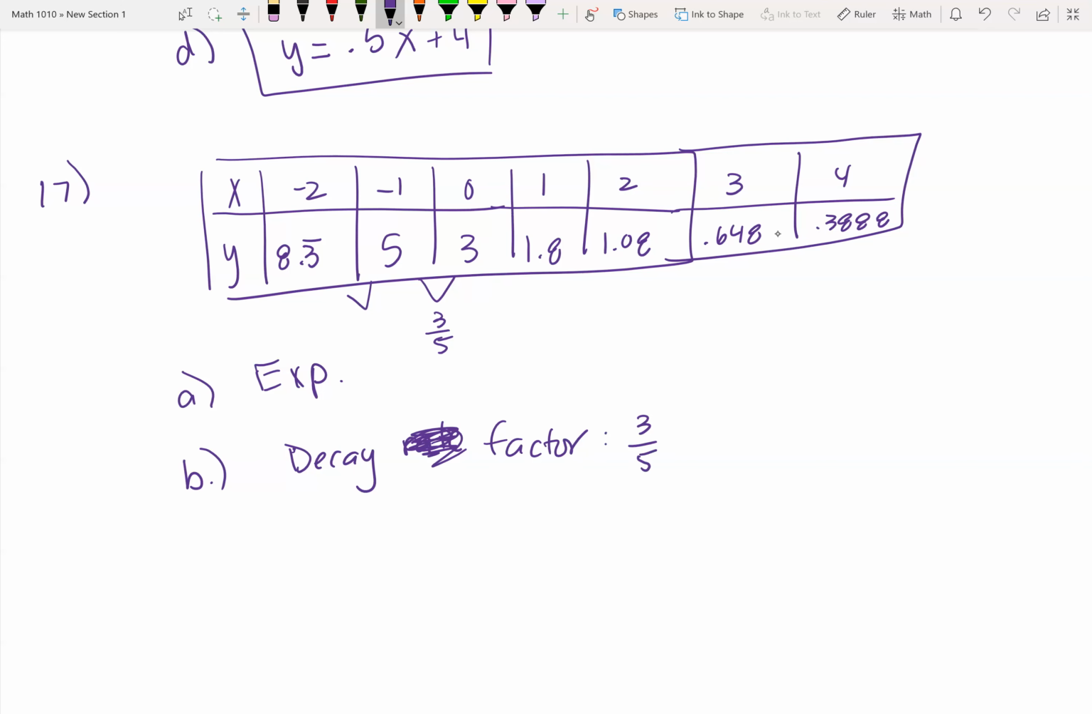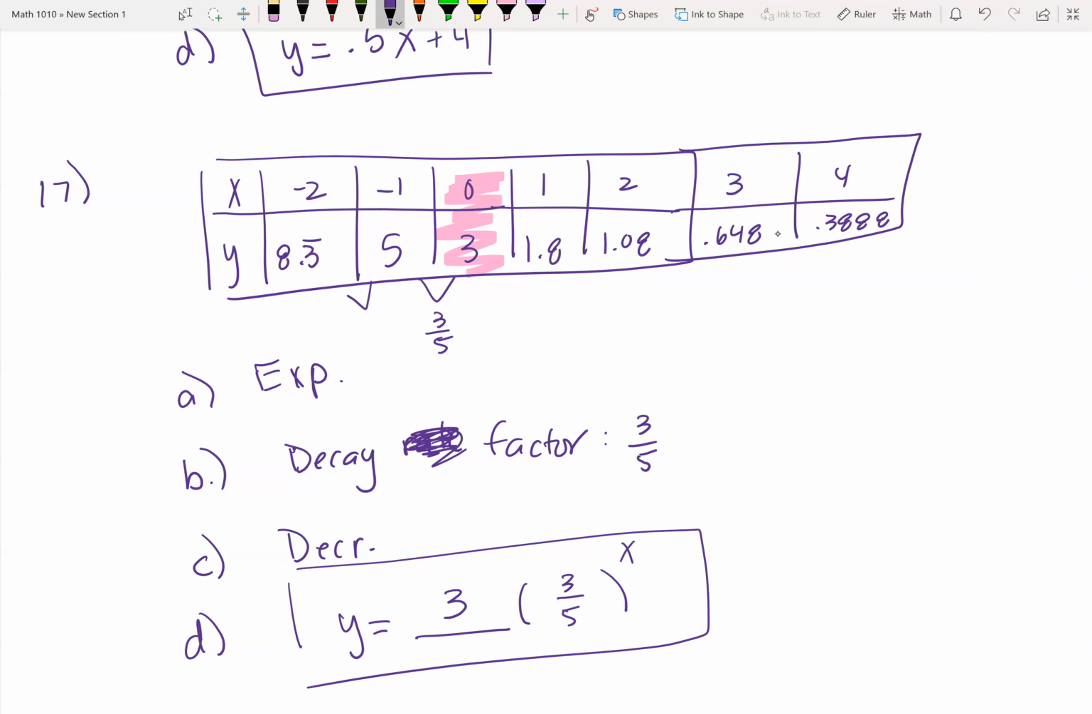Okay? And then question C, is it increasing or decreasing? Well, I can tell by looking at it, it's decreasing. Question D, what's the equation? So remember, it's y equals something times something to the x. Well, I already know the factor is 3/5. Don't write that as a decimal, just leave it. And then right here is what you begin with. Well, that's when x is 0, so that goes right here, and I put in a 3.